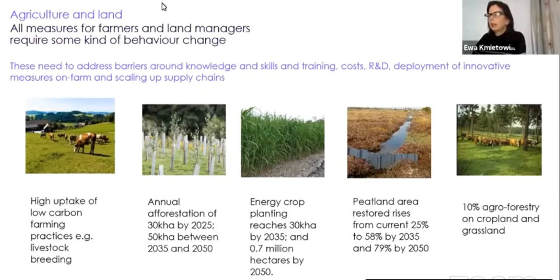None of this is easy. There are over 200,000 farms in the UK, most of them small. Farmers need to overcome a range of barriers. It's not just about costs, but also about acquiring knowledge and skills in these new areas, getting R&D at farm level, and scaling up the industries and supply chains.